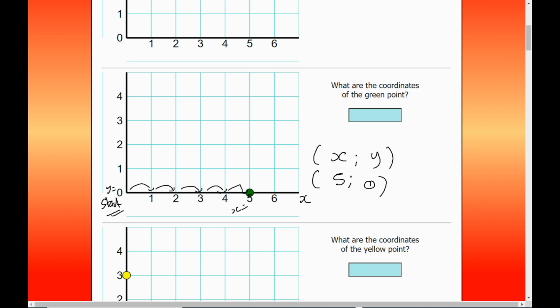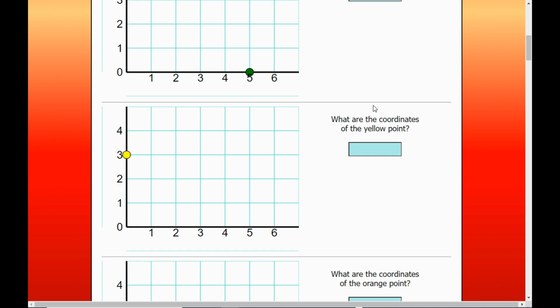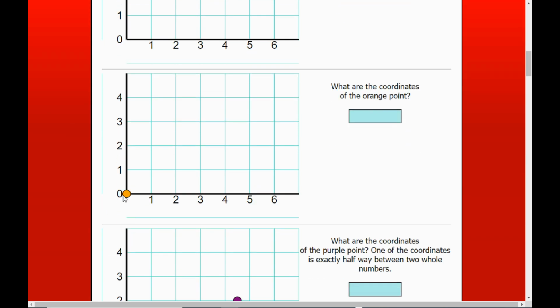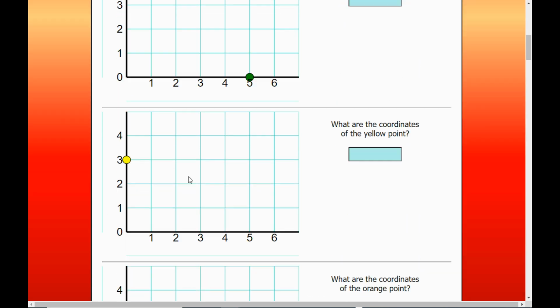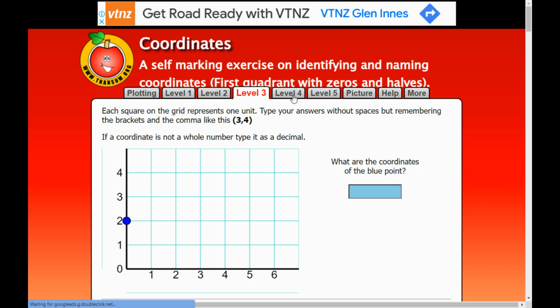So well done if you are on level 3 now. That'll be the coordinate for that. You could then complete each of those. That coordinate is 0, 0. It hasn't moved at all. Let's go to level 4 now.